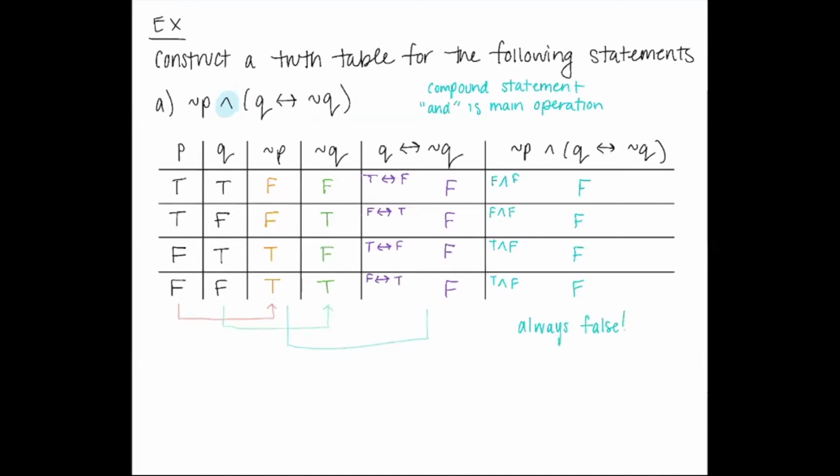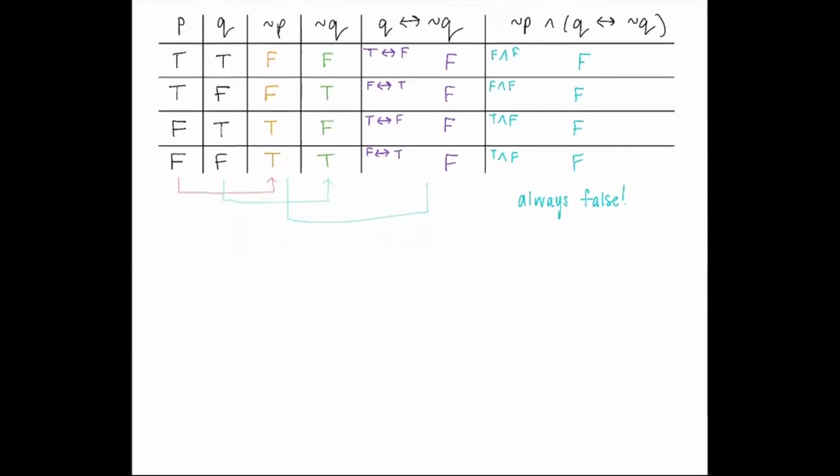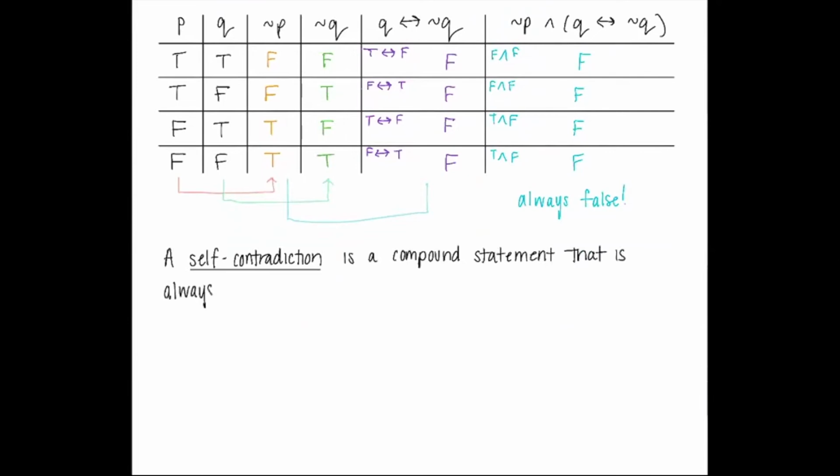Okay. So when you have a compound statement where the main operation is AND, and you end up with a statement that's always false, that's going to be a self-contradiction. So a self-contradiction is a compound statement that is always false. Okay.